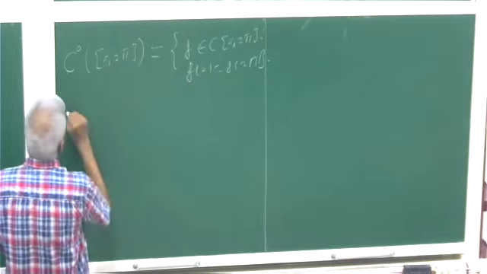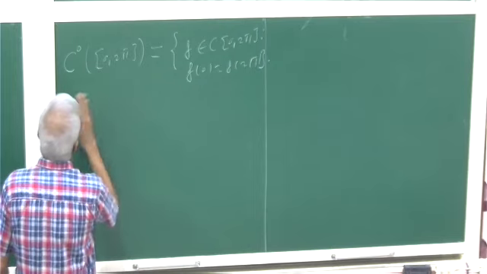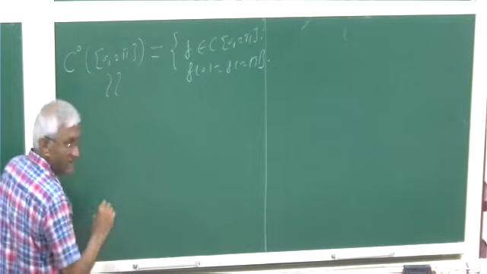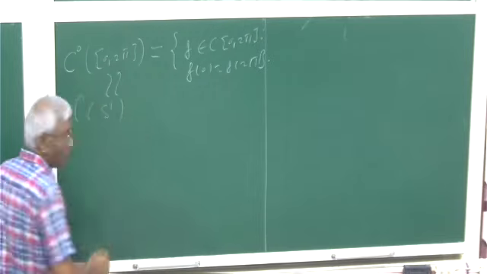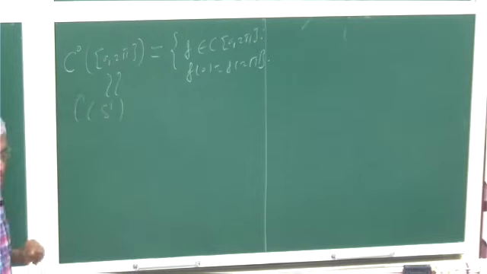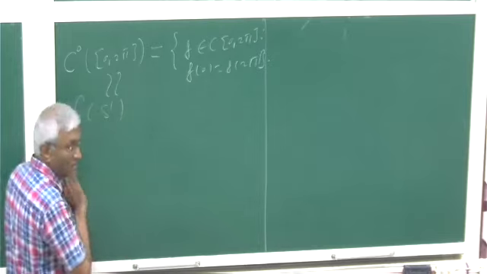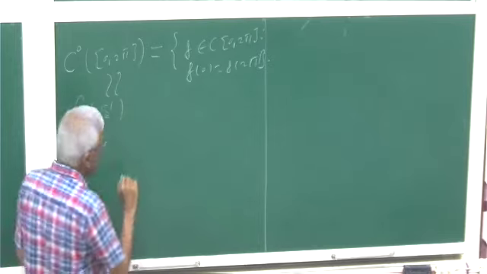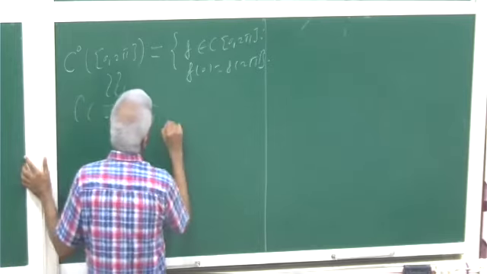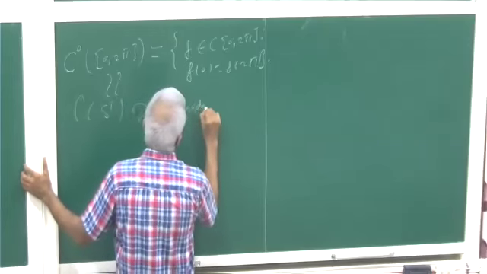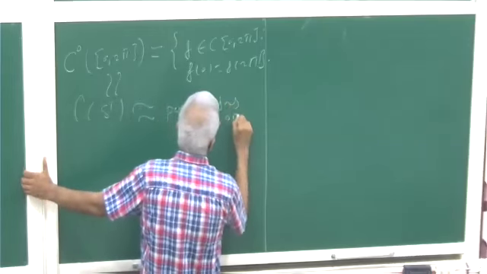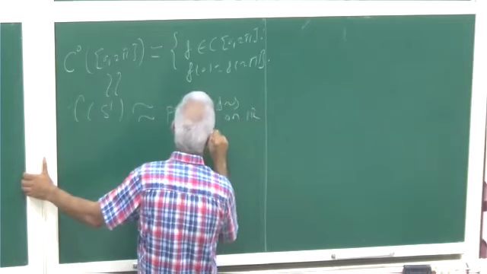We identify this C0 with functions on the circle S1, which is all those z such that mod z equals 1. We can also identify this with periodic functions on R with period 2 pi.